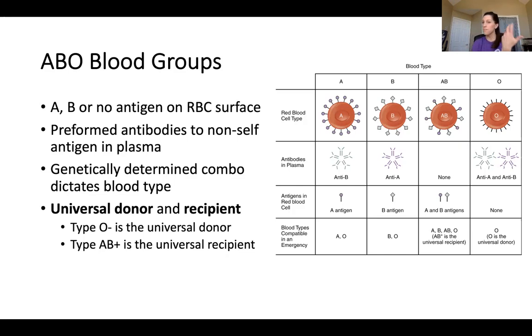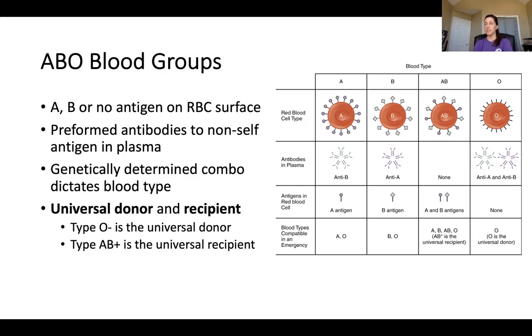If you're type A, you can take type O because there's no B to fight against. If you're type B, you can still take type O because there's no A to fight against. If you're type AB, you don't have any antibodies anyway, so what does it matter? Just get the type O and go on with your life. So O is the universal donor. AB is the universal recipient.